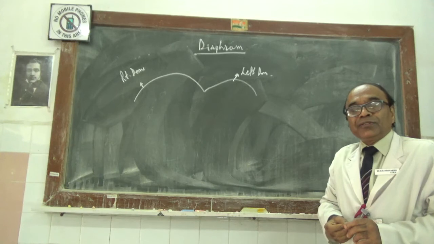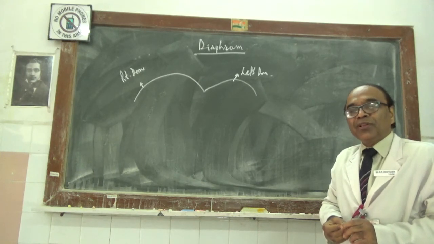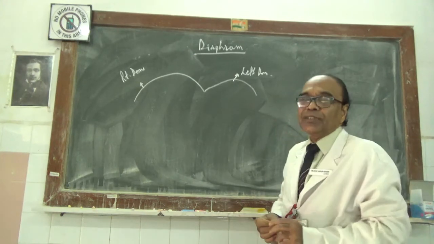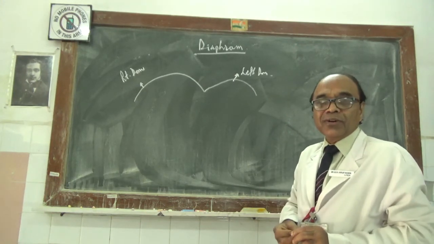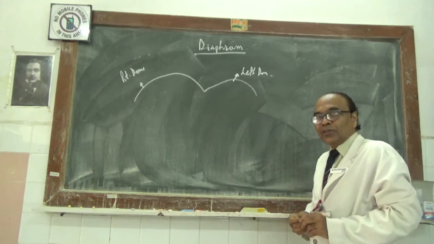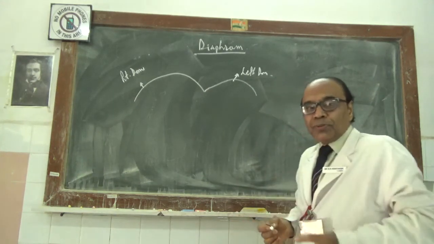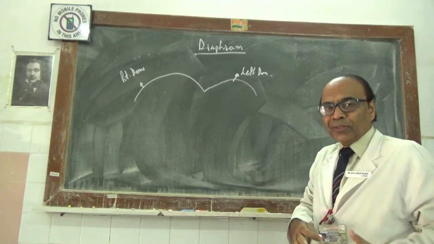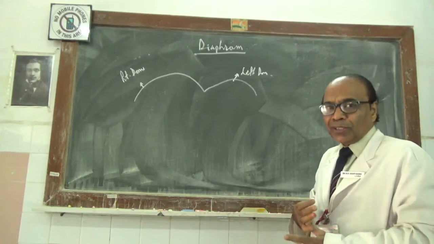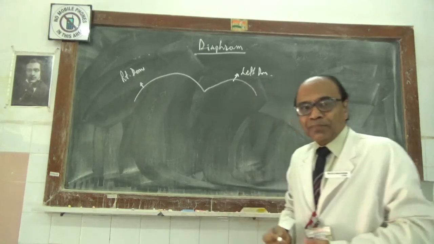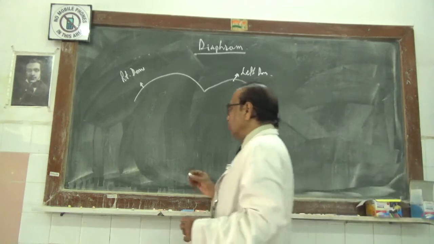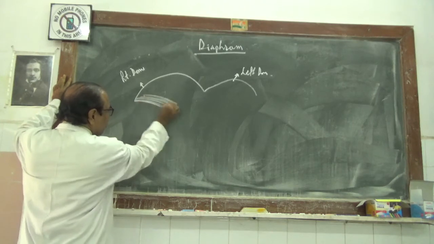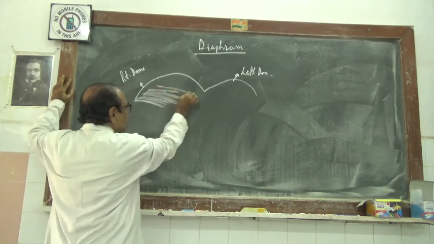Now this diaphragm is an aponeurotico-muscular sheet. As it is a musculo-aponeurotic sheet, it has some portions of muscle and some portions of aponeurosis. Now what are the parts of the musculature? So the muscular part, this will be the muscle.